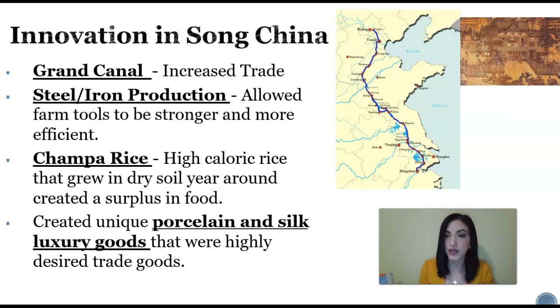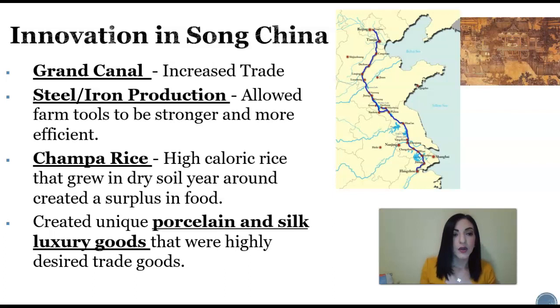There's actually a picture of what it looks like there. So canals are man-made, which means they would have had to have been constructed. It helped increase trade. If you notice, it starts in Huangzhou, and then it goes all the way to Beijing. That is because Huangzhou used to be the capital of China, and then now today is currently Beijing. So it actually goes from the old capital to the new capital.